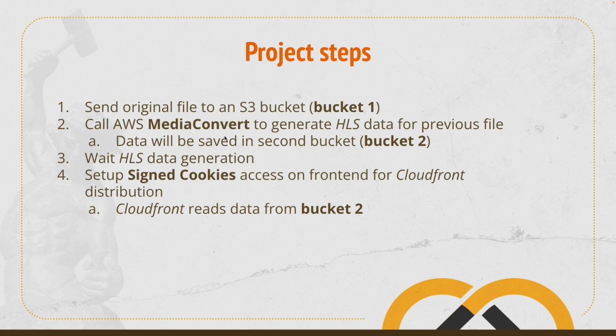We're going to call MediaConvert to generate the HLS versions for the file, and then we're going to wait for the HLS data to be generated, and this data will be sent to a second bucket. Let's call it bucket 2. Bucket 2 will receive multiple versions of the same file using the HLS protocol that came from bucket 1. After doing this, we're going to set up signed cookies access on the frontend using CloudFront.